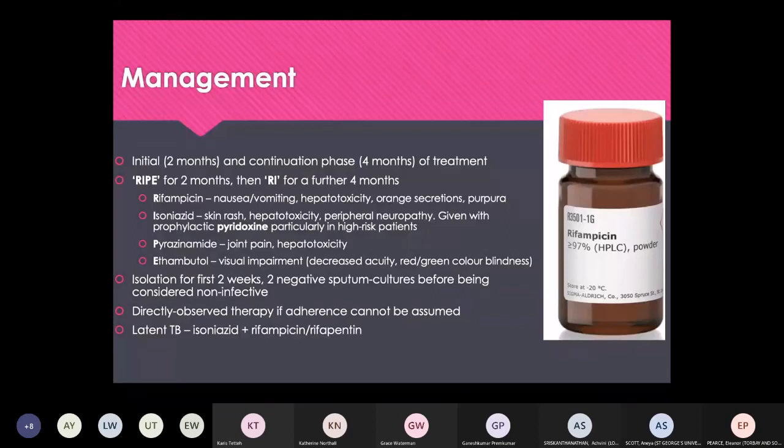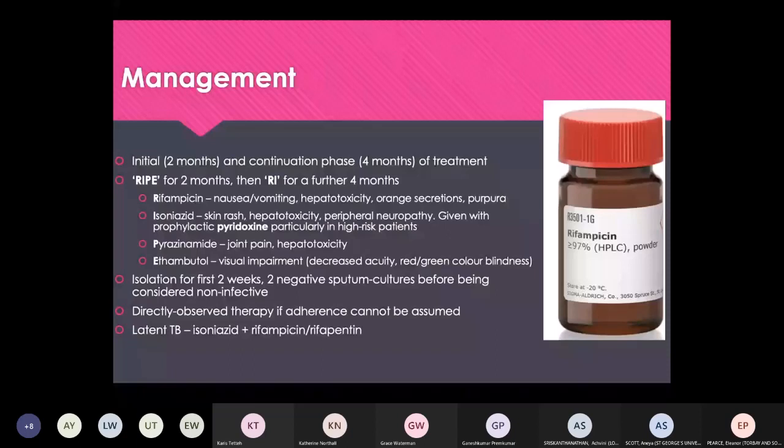Isoniazid, the main side effect to remember is peripheral neuropathy. So it's given with pyridoxine as a prophylaxis to try and stop this from happening, particularly in high-risk patients. So people with things like type 2 diabetes who are already at risk of peripheral neuropathy.